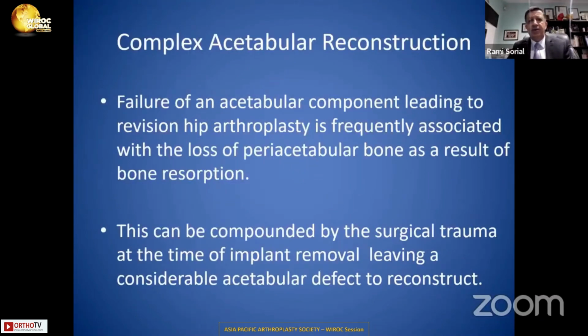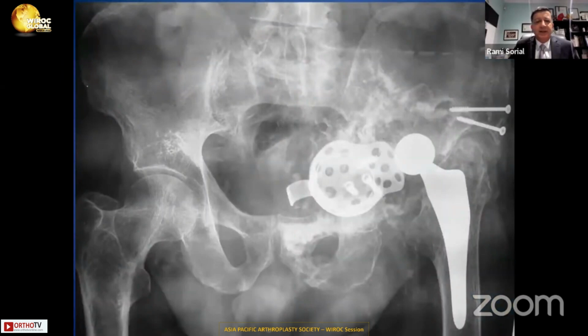So when we think about complex acetabular reconstruction, the failure of an acetabular component leading to revision hip replacement is frequently associated with significant loss of periacetabular bone as a result of bone resorption. And this can be made even worse by the surgical trauma at the time of implant extraction, leaving considerable acetabular defect to reconstruct. This is a daunting process, not only in planning, but in execution.